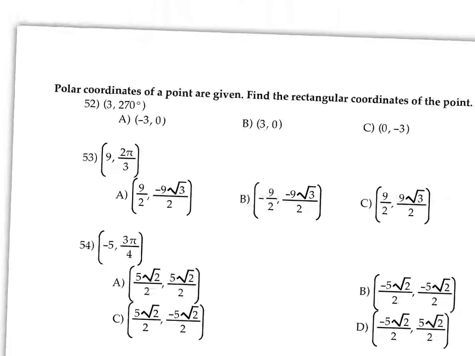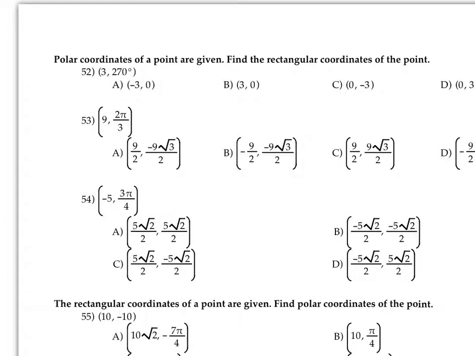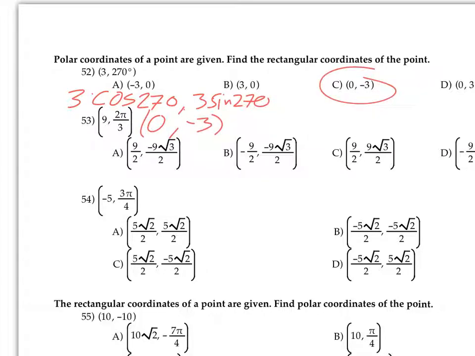Okay, looking at 52, we're given some polar coordinates. We've got to make rectangular coordinates. This is r cosine theta and r sine theta. R cosine of 270, cosine of 270 is 0. That's going to turn out to be 0. And r sine of 270, well, sine of 270 is going to be negative 1. 3 times negative 1 is negative 3. That's the point 0, negative 3. You also could have sketched that and probably gotten that without actually doing the math out.